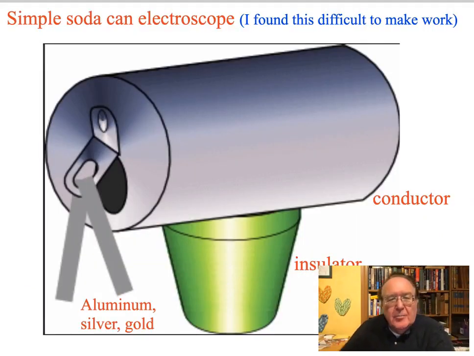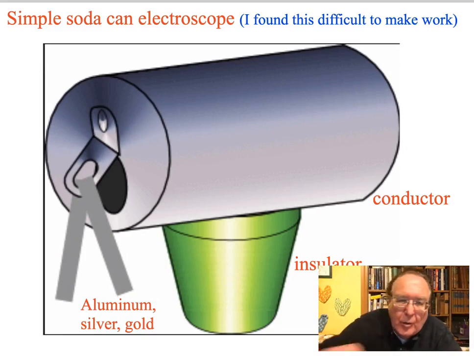Okay, so here's a soda can electroscope. As you can see, it's just sitting on a styrofoam cup, and the can is a conductor, so that's like the large coiled copper, and then you can hang over it aluminum, silver, or gold strips.